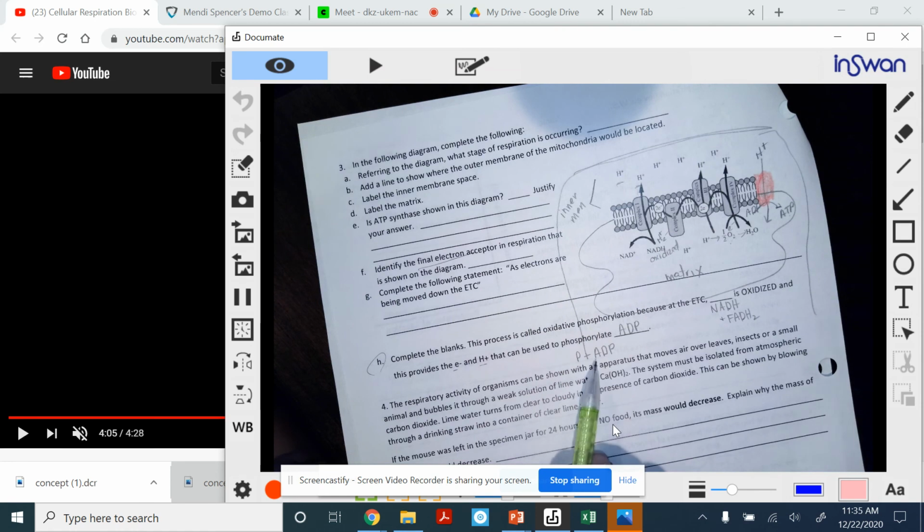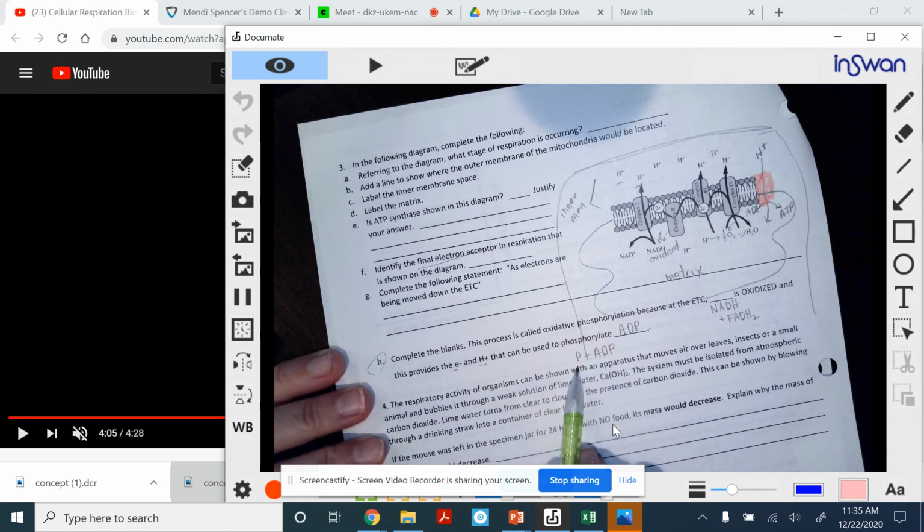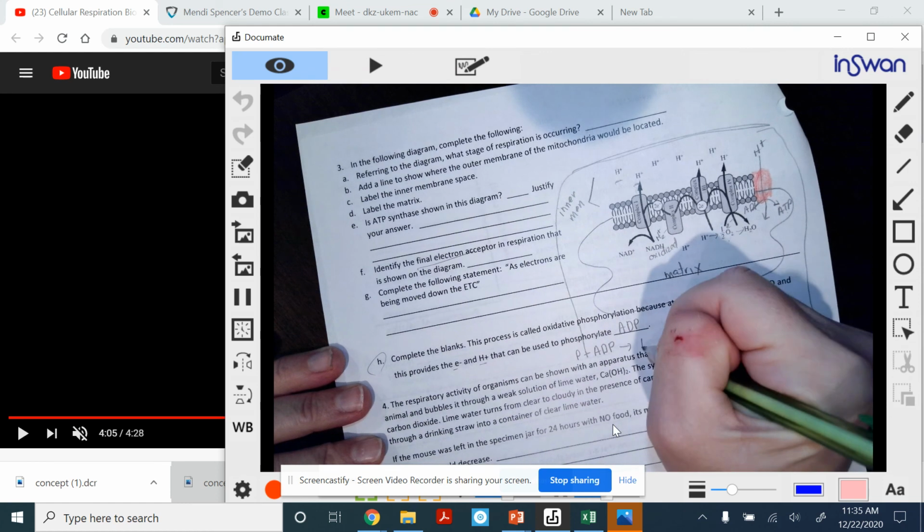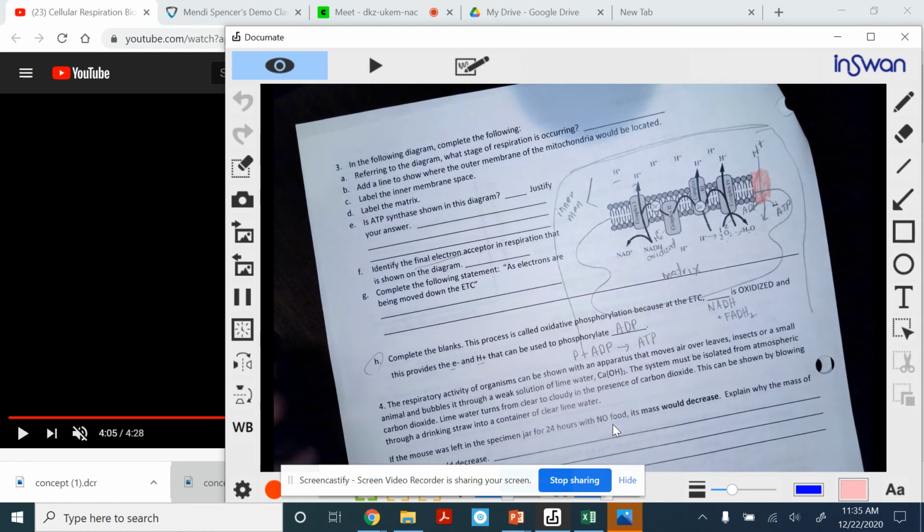Again, we're not adding protons and electrons to ADP. If we did, we would say it's getting reduced, but that's not what's happening. We're phosphorylating it. And students really can mess that up. We phosphorylate it. We're not reducing ADP. We're phosphorylating it.